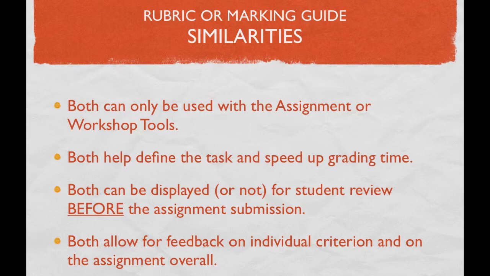So for each one of your criteria, you can tell them exactly what you thought of how they did, but it also allows you on both these tools to give feedback on the assignment overall. So there is a little box at the bottom of the rubric that a student can see in which you can type in your feedback about how well they did on the assignment.